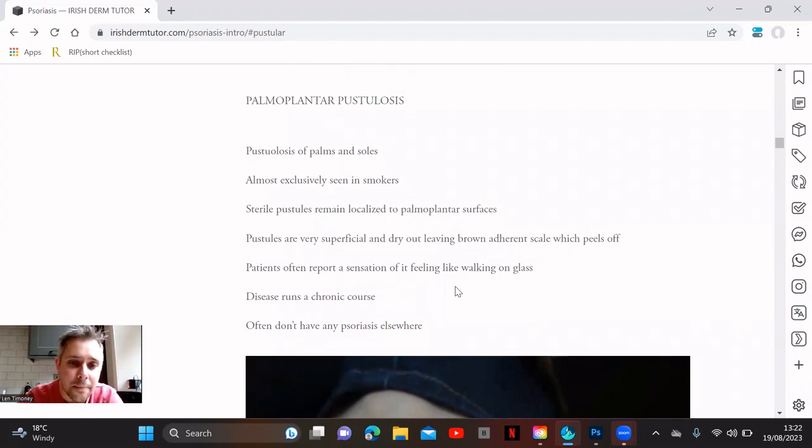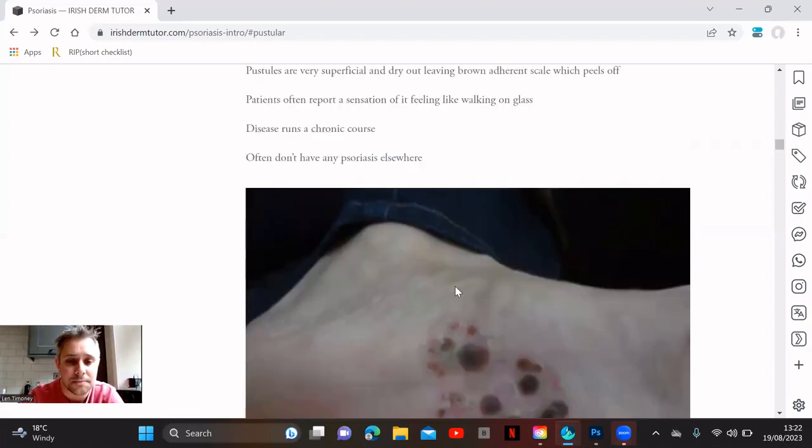And the patients often can report a sensation of it being very uncomfortable, and sometimes they report it feeling like walking on glass. And this disease tends to run a chronic course. And oftentimes, this is the only form of psoriasis they have, and they don't have any psoriasis elsewhere.